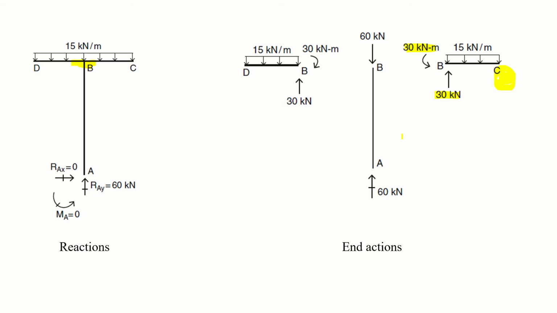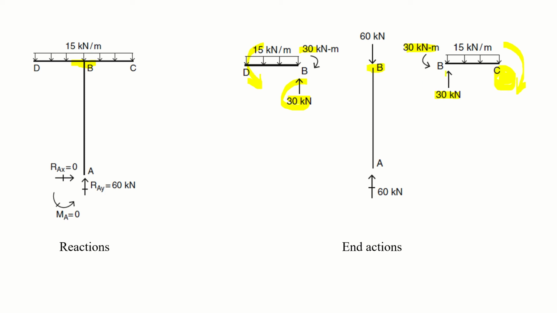Similarly, once you are done with BC, then come to BD. So the same case: 15 into 2, 30 kilonewton, right? And for the bending moment, since this bending moment is acting counterclockwise, the resisting one will be clockwise, and this bending moment is acting clockwise, so the resisting one will be counterclockwise. Now come to joint B. As I told you previously, once you balance the members in equilibrium, then you have to make the joint in equilibrium. So making joint B in equilibrium.